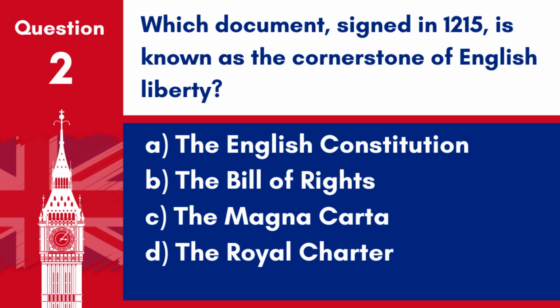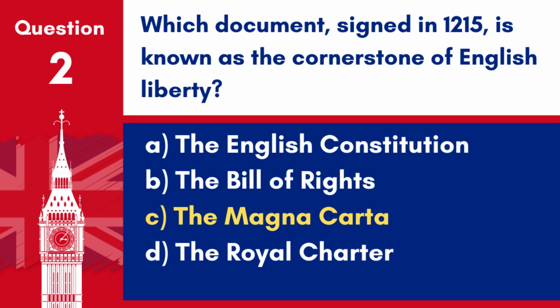Question 2. Which document, signed in 1215, is known as the cornerstone of English liberty? A. The English Constitution. B. The Bill of Rights. C. The Magna Carta. D. The Royal Charter.